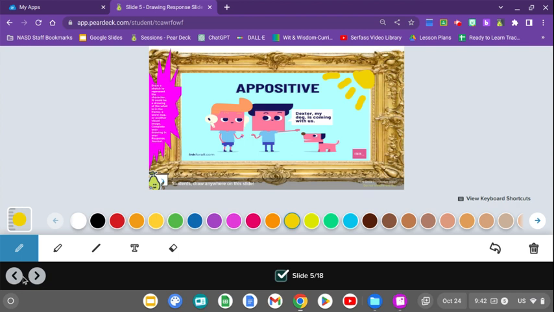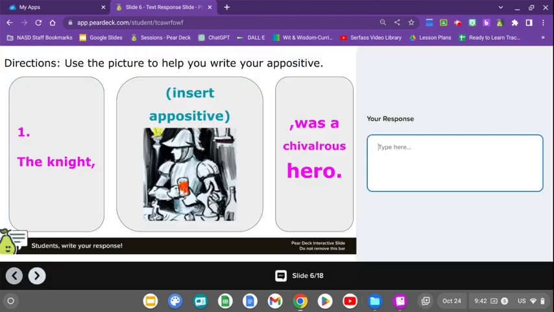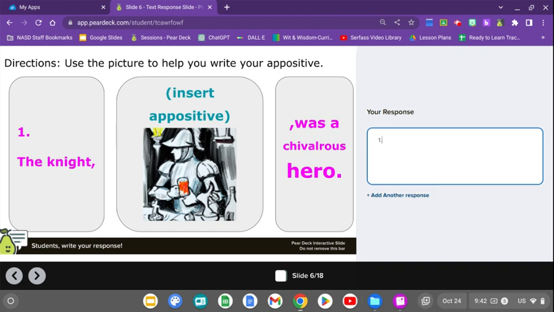Excellent work. Slide 6. So let's take a moment and read these directions. Use the picture to help you write your appositive. Ooh, so let's do this. All right, let's do number 1 together, and the rest I'll only kind of help. So number 1, put my number 1 right there. And it says the knight, and that's in red, so I'm going to copy it, the knight.